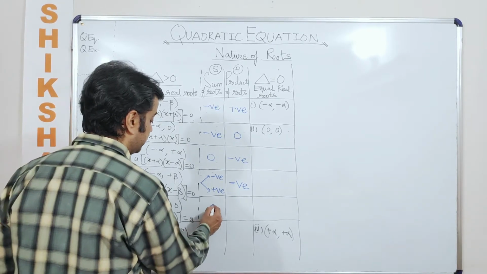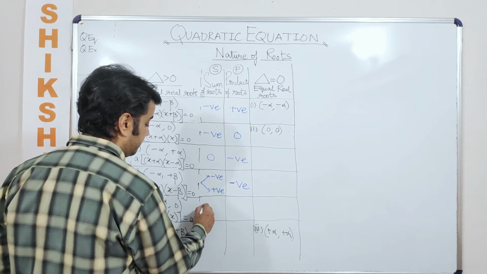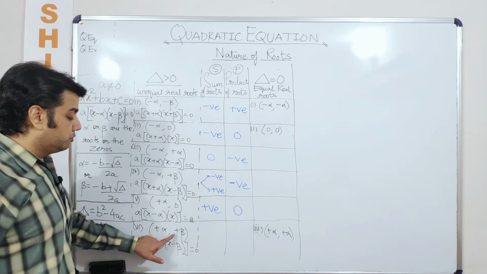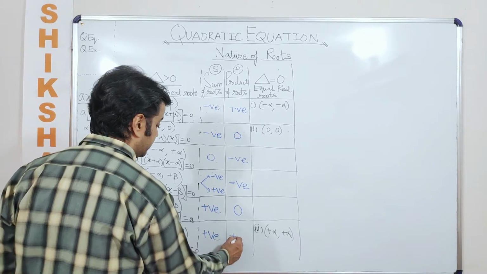In this case the sum will be positive, the product would be a 0. Now the last case is both the roots are positive, so the sum would be positive and so would be their product.